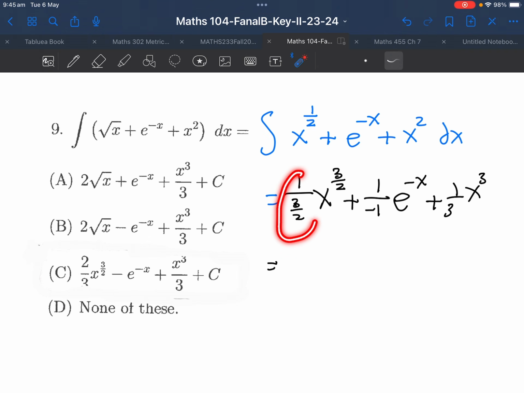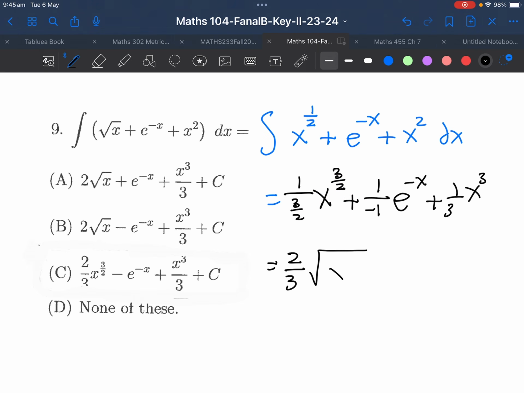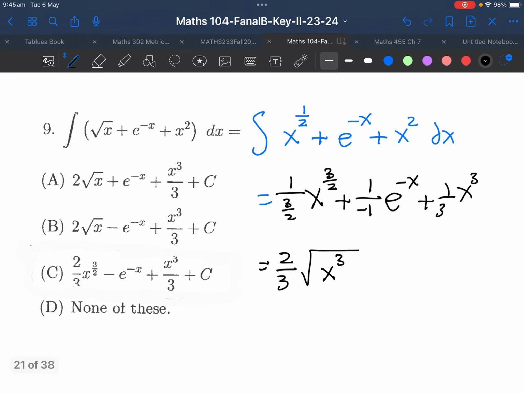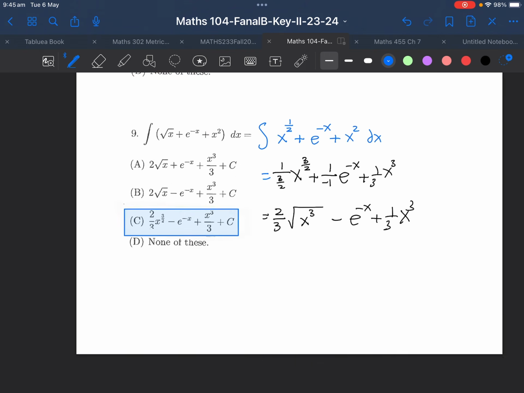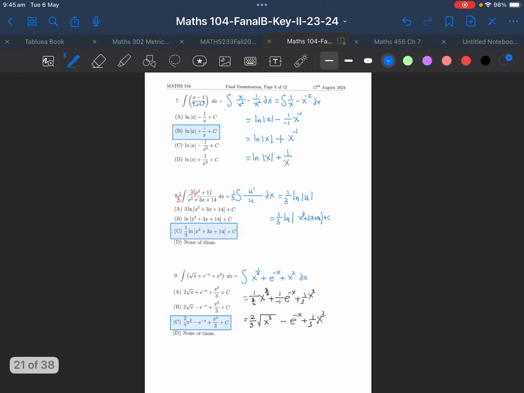Now, look at this one. 1 divided by 3 over 2, if you do it with the calculator, this is 2 over 3. Now, x power 1 over 2 will become square root of x to the power 3. We can keep it as is, doesn't matter. Minus e to the minus x plus 1 over 3 x cubed, and that's the answer, similar to the answer in C. And that's question number 9.